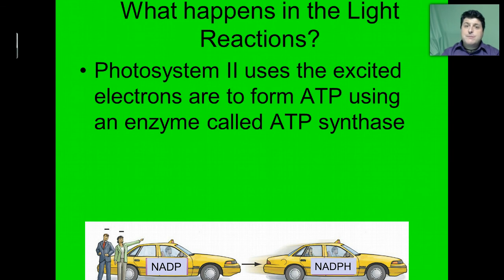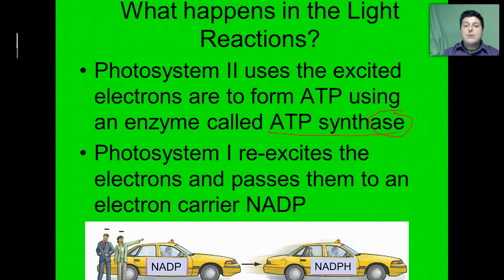So photosystem 2 is going to excite some electrons when light hits it. Those electrons are going to be used to make ATP using an enzyme called ATP synthase. We know it's an enzyme because it ends in -ase, and its job is to synthesize ATP, very much like ATP was synthesized in cell respiration.